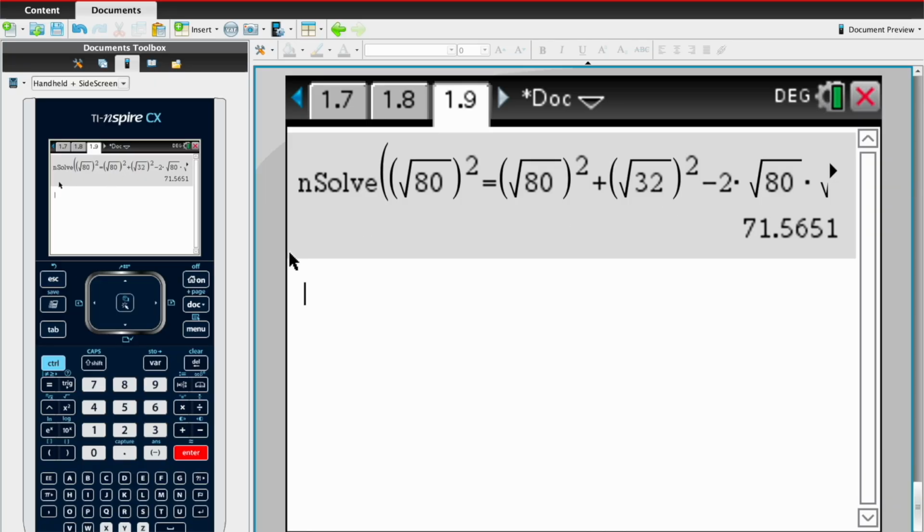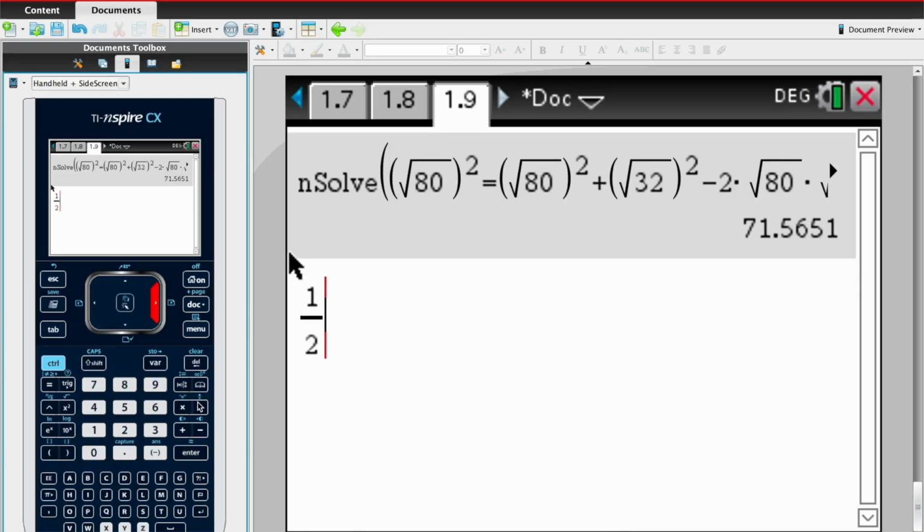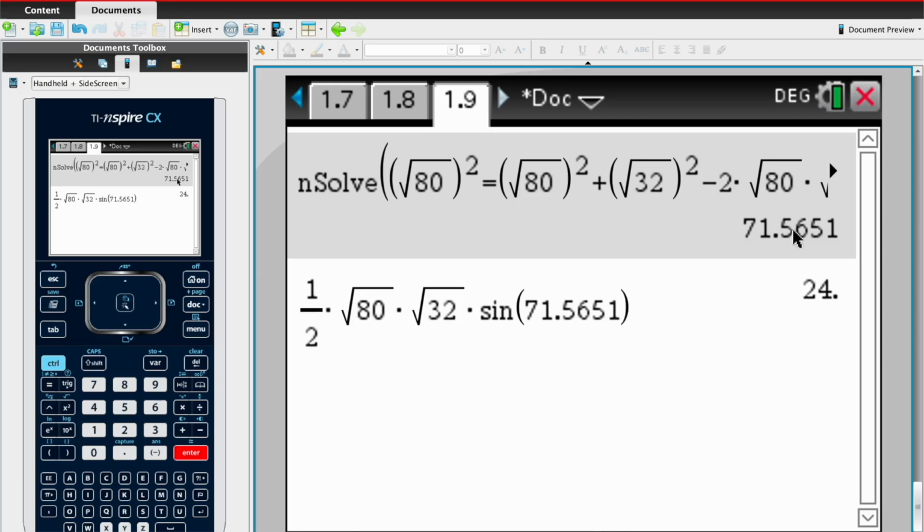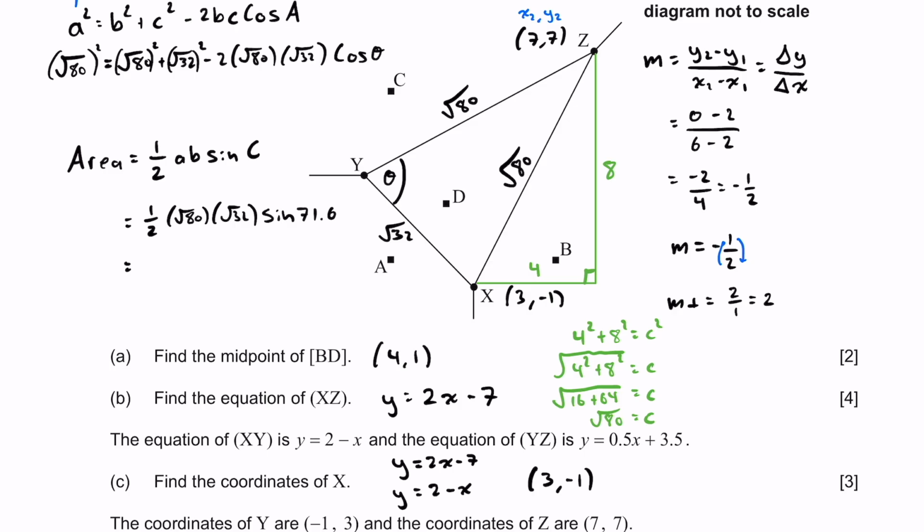So let's write it out. So half, and then we have root 80 times root 32, and then this is times sine 71.6. And maybe I'll grab a few more degrees here, 71.5651. All right, so it is equal to 24. The area is equal to 24. Interesting.